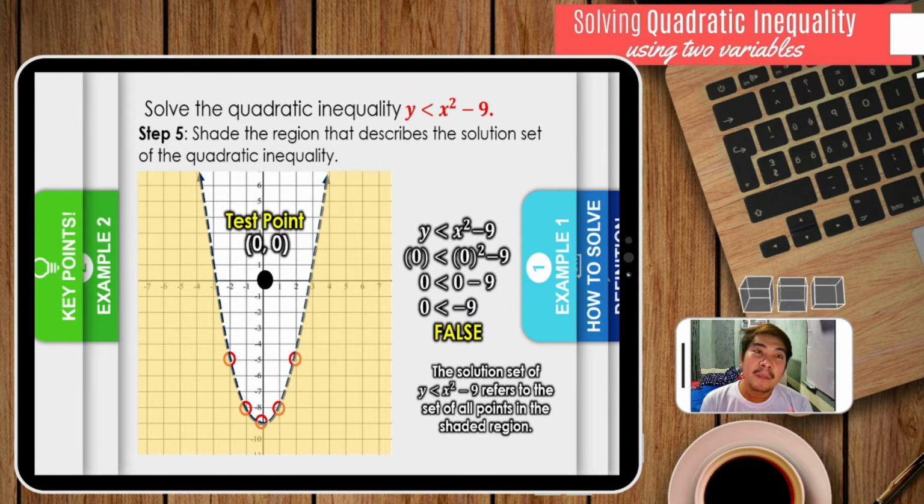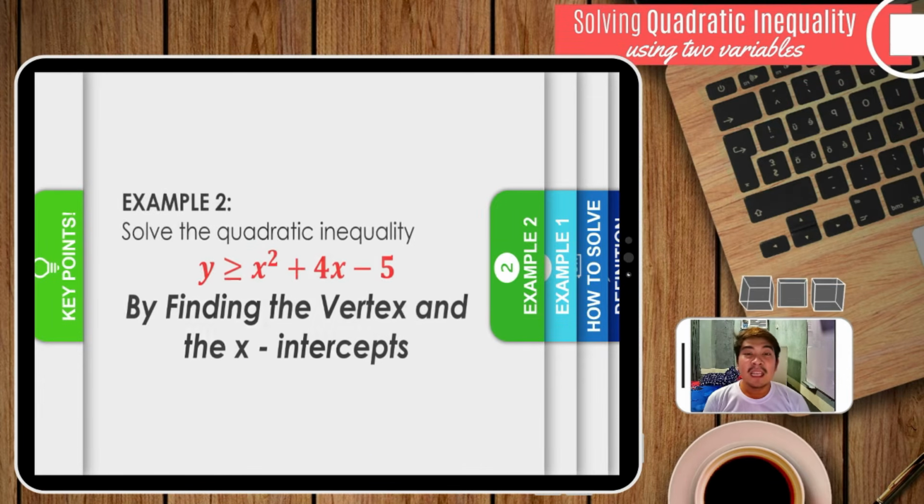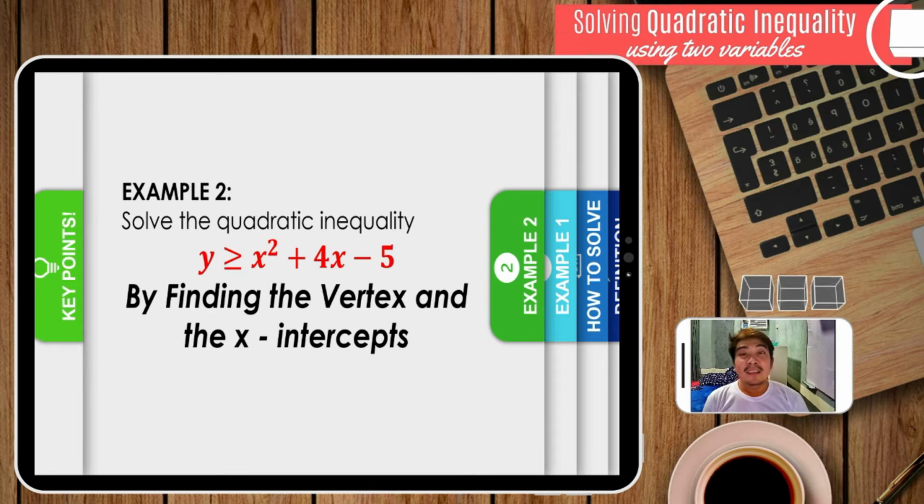So, eto yung way kung paano gamitin si table in terms of graphing quadratic inequality in two variables. How about for example number 2? Ang gamitin naman natin, finding the vertex and the x-intercepts. So for this one, kailangan lang natin tatlong point and then makagraph na natin siya. Since precise naman siya na meron tayong vertex at saka x-intercept.